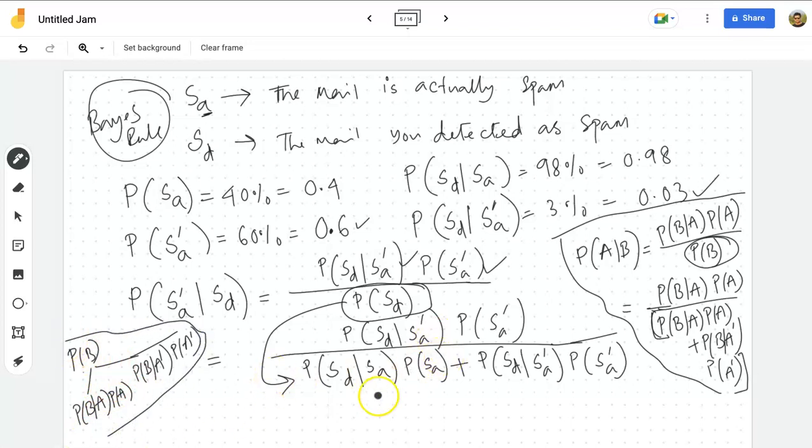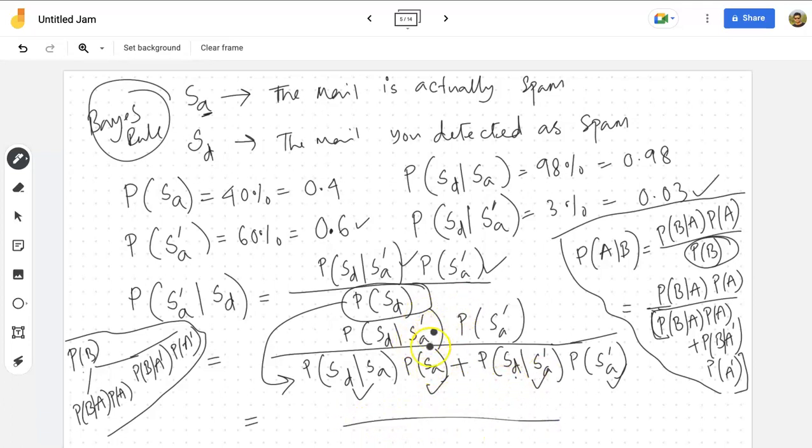Now if you see how many values you already know. You know this value, you know this value, so this thing is already known, and this thing is already known. Now if you put all these values together and multiply, you will get the correct answer. Just do the math.